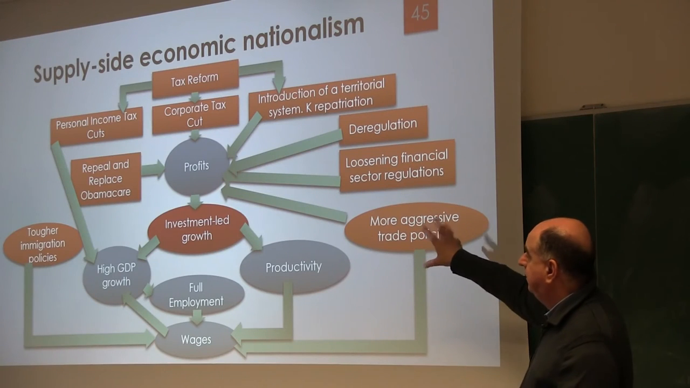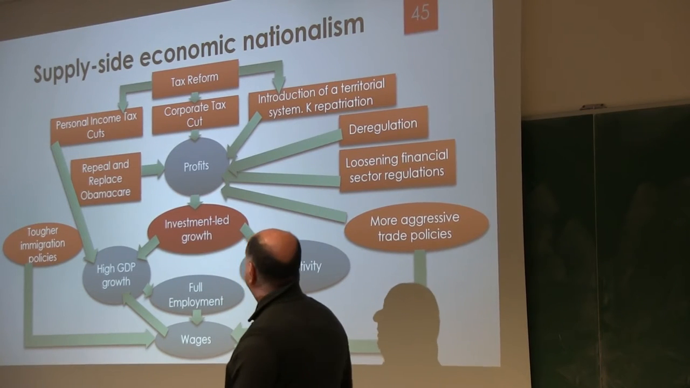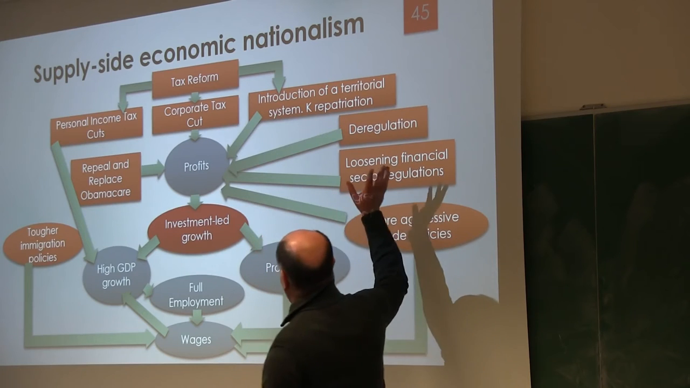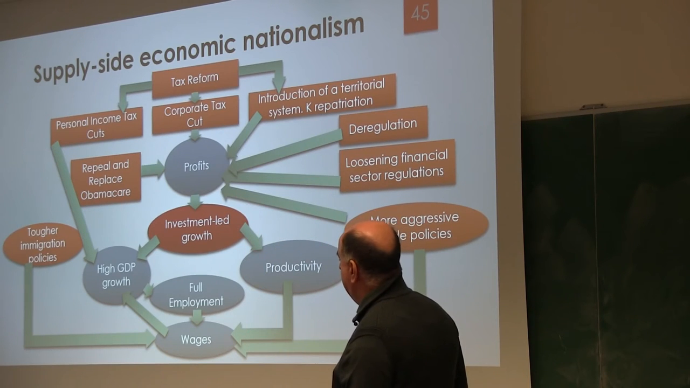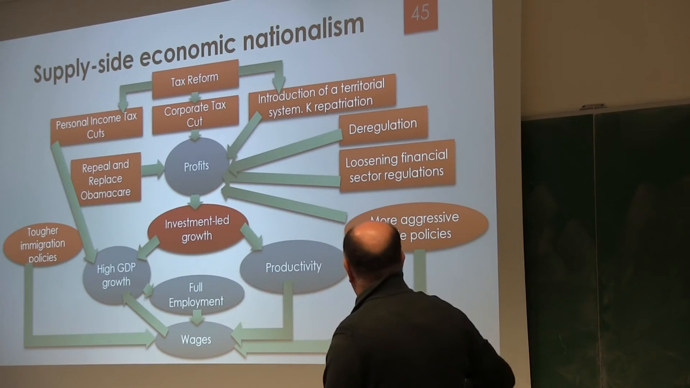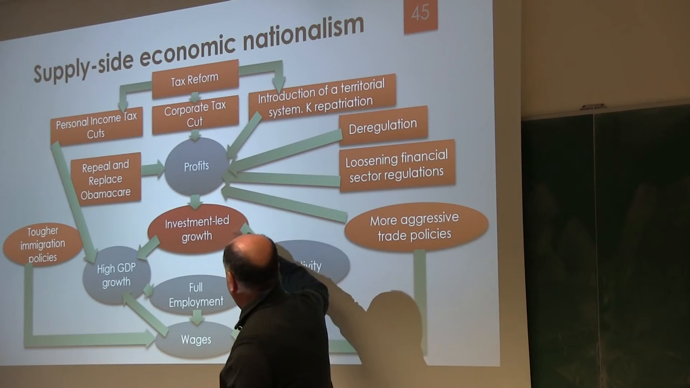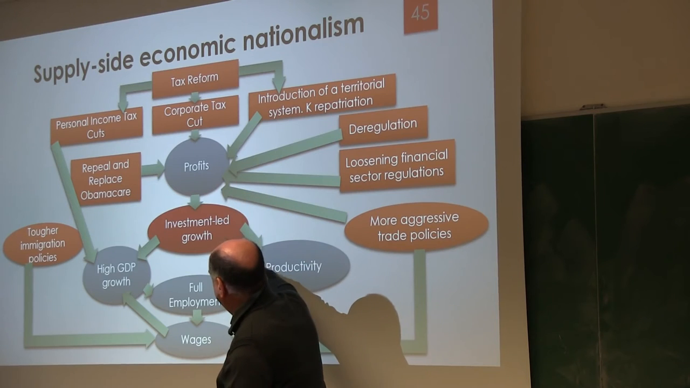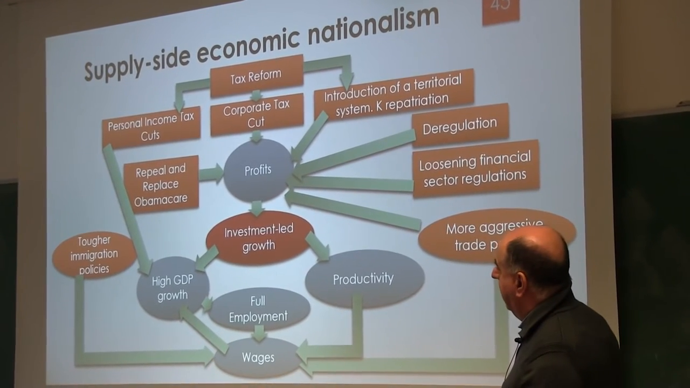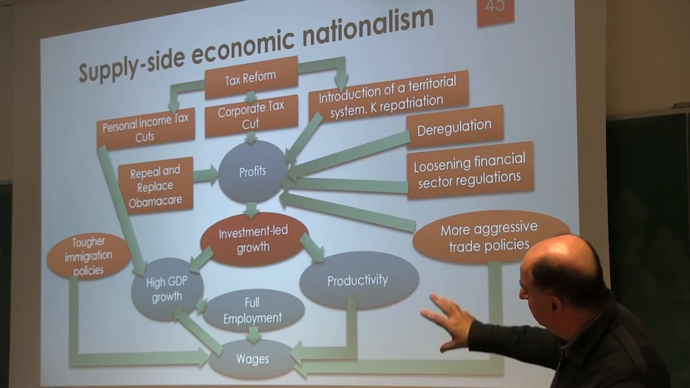So this is the model. What is central in the Trumponomics is investment-led growth, driven by profits that are generated by tax reform, repeal and replace of Obamacare, all the things that are pushing growth higher, plus there is some demand effect that comes from the tax reform and a more aggressive tax and trade policy. But the issue is really a positive loop between investment growth, productivity, and GDP growth. That is the core of Trumponomics for the Trump administration.